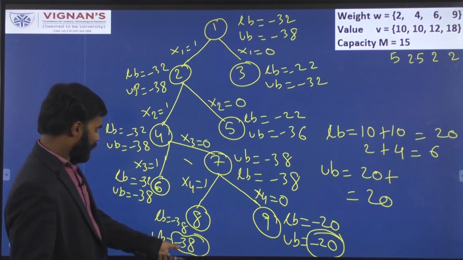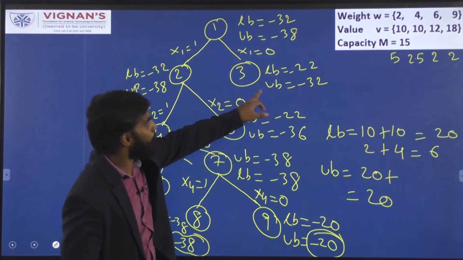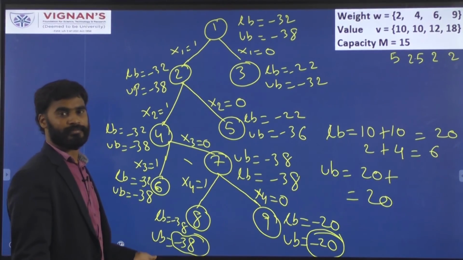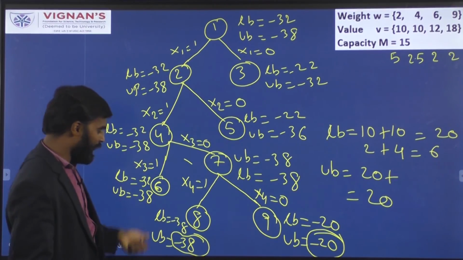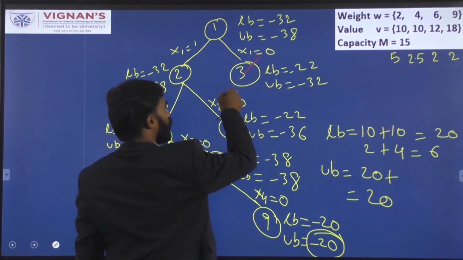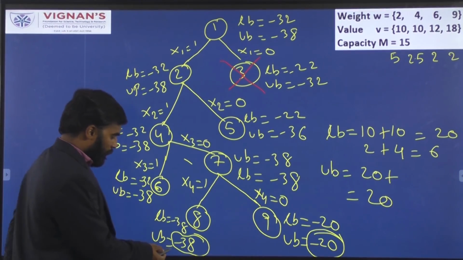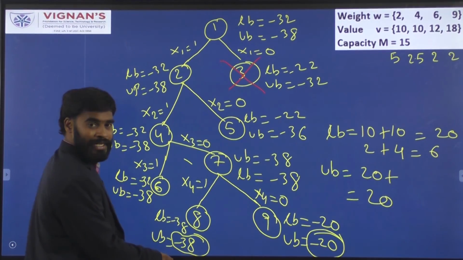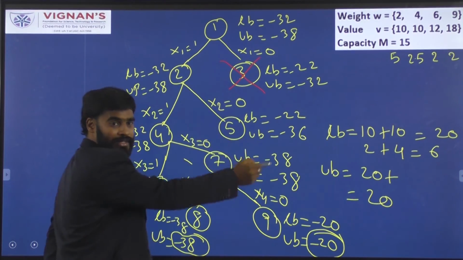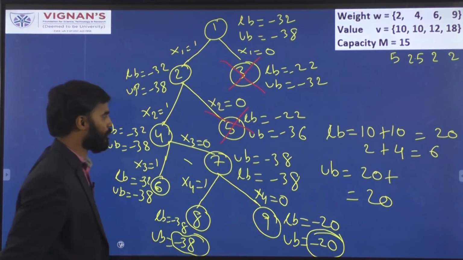See here, the upper bound is minus 38. Here the upper bound is minus 32. Minus 32 is greater than minus 38, so prune that node. Next, the upper bound of this node is minus 38 and this is minus 36. So this upper bound is greater than that upper bound, so prune this node. That means you need not explore this node.